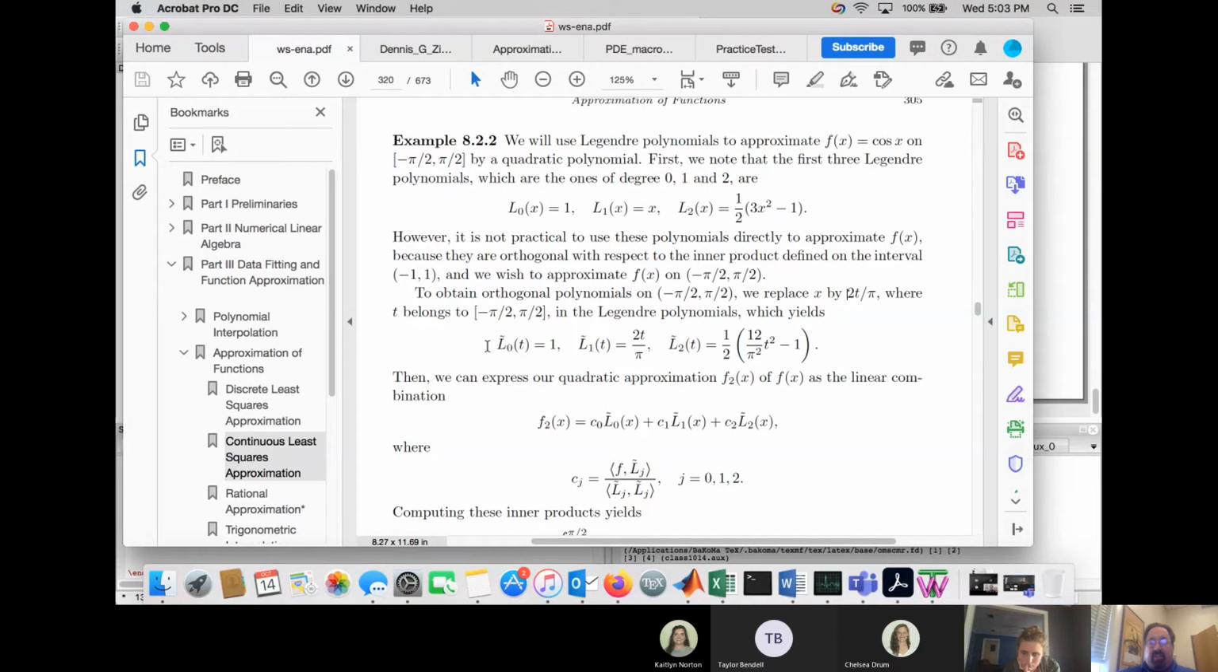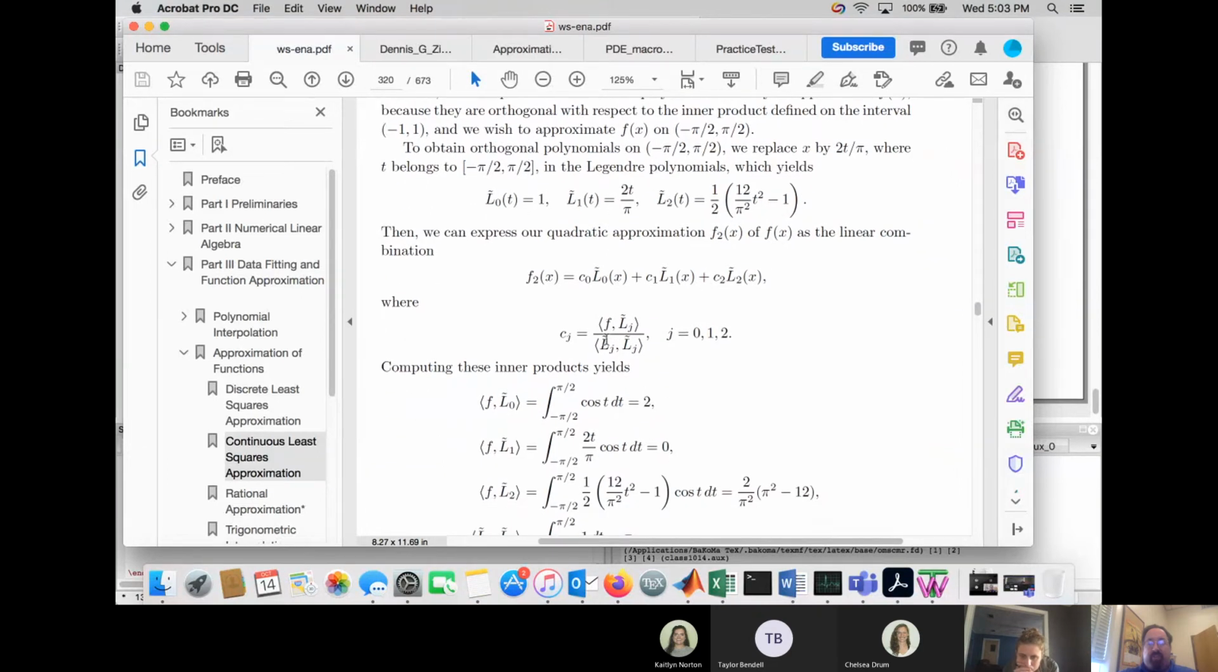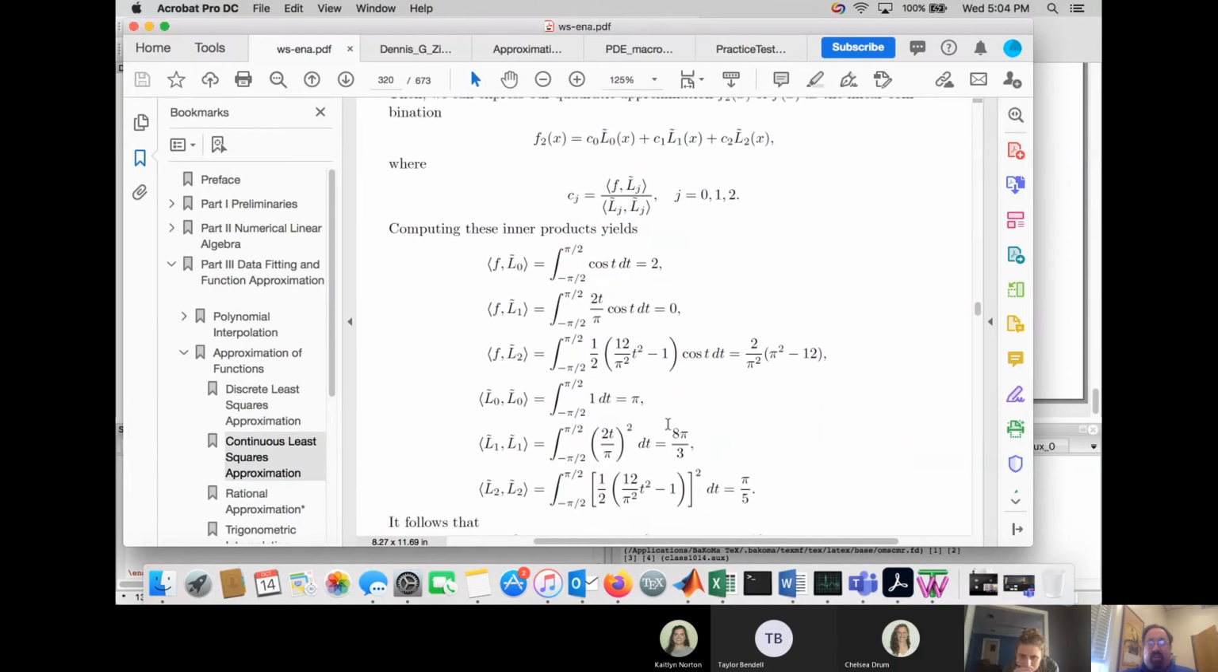So now I get these scaled Legendre polynomials that are orthogonal on -pi/2 to pi/2, and I use these to approximate cosine by a quadratic. So if I want to approximate cosine, I compute these inner products. This is a formula that I showed you earlier for the coefficients, and that means evaluating these integrals, where f is equal to cosine, and the L_j tildes are my orthogonal polynomials. So here I compute all the required inner products to get my coefficients.